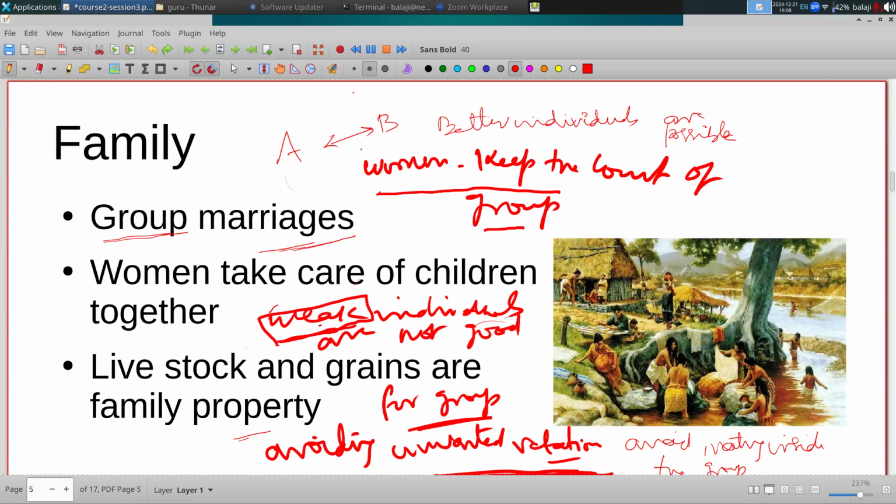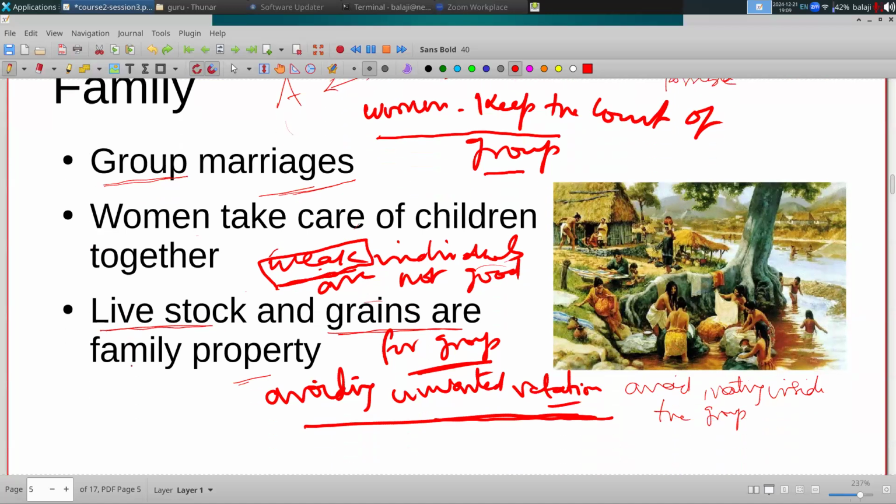You have relationships with different groups, you can have a better individual in the group, and so your survival probability is high. It's a natural process that evolves, and the family also goes to the next level. Women take care of the children together. Even in this place, when there's a kid, all women take care of it together. Slowly there is property as farming grows, as we said in the last class. As farming evolves, the livestock and grains become your family's property, this group's property now.